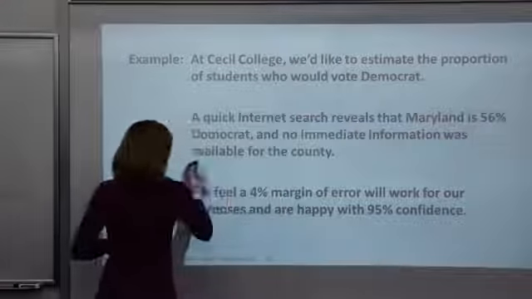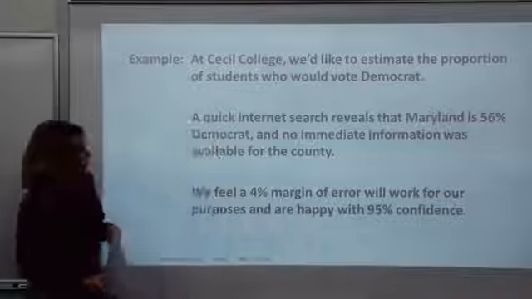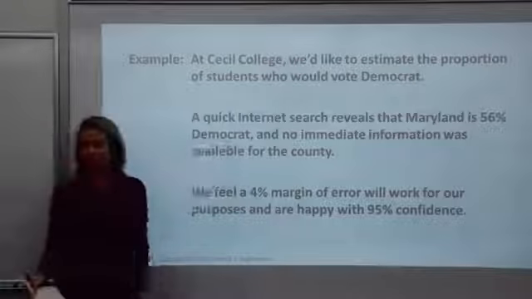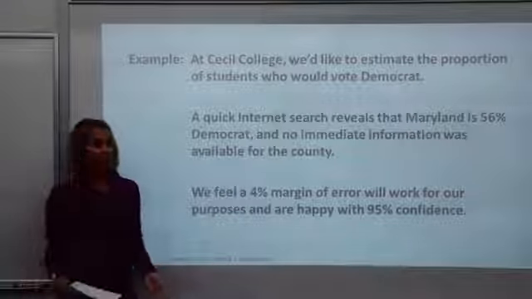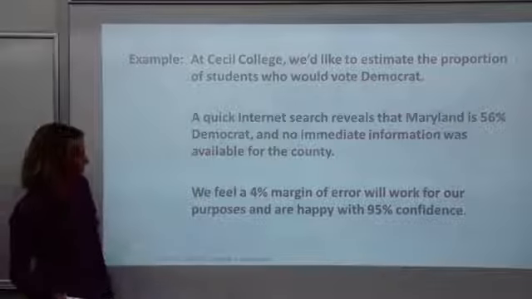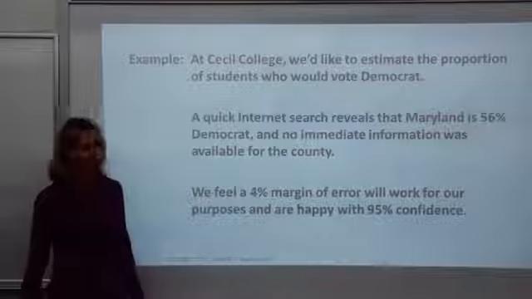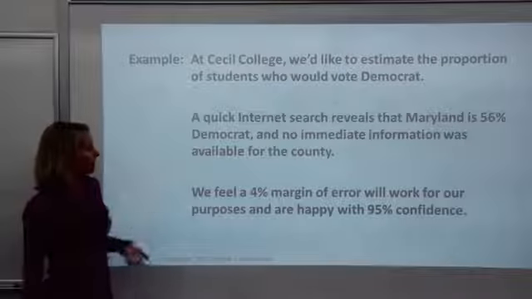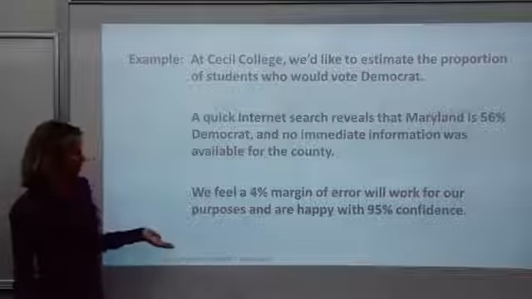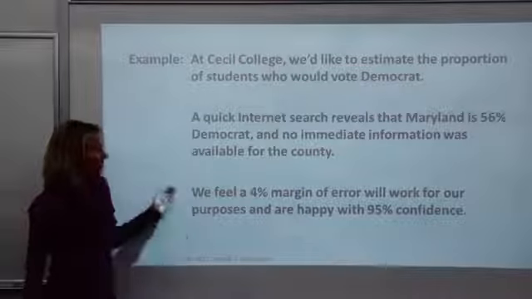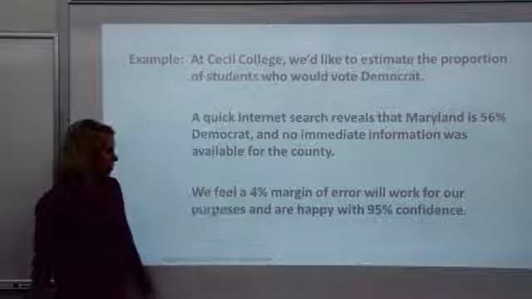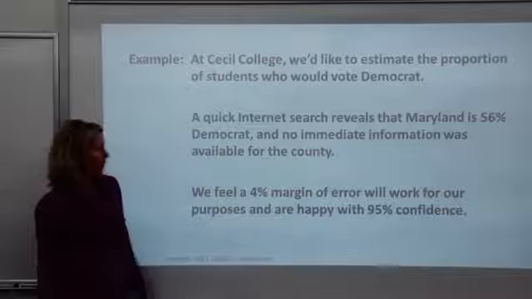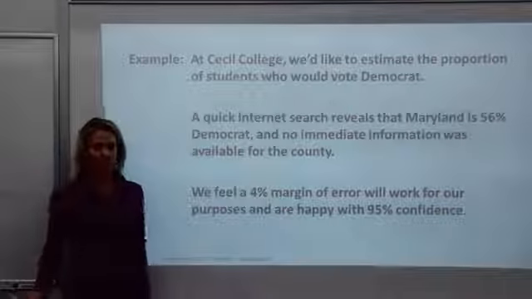So let's look at an example where we might want to figure out our sample size. At Cecil College, we'd like to estimate the proportion of students who would vote Democrat. A quick internet search reveals that Maryland is 56% Democrat, and no immediate information was available for Cecil County. We feel a 4% margin of error will work for our purposes, and we're happy with being 95% confident.